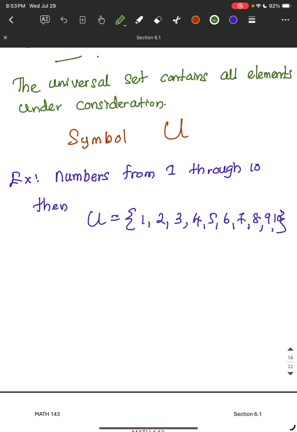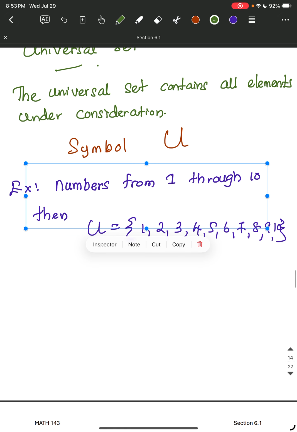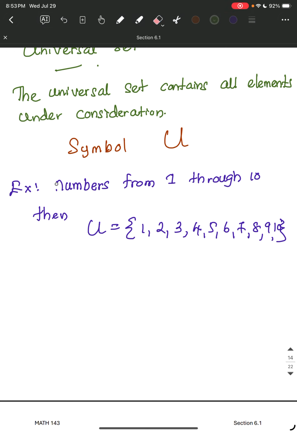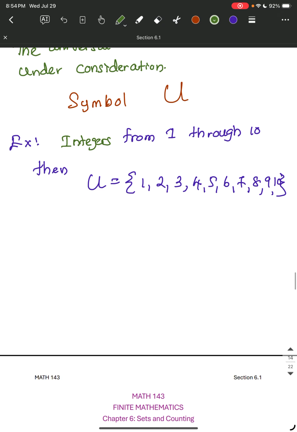Let's modify these as not numbers, let's say integers, right? If we say numbers, then it can be 1.5, 1.2, everything, but we can't write it all here, therefore integers from 1 through 10, right? Okay, now move forward, Venn diagrams.